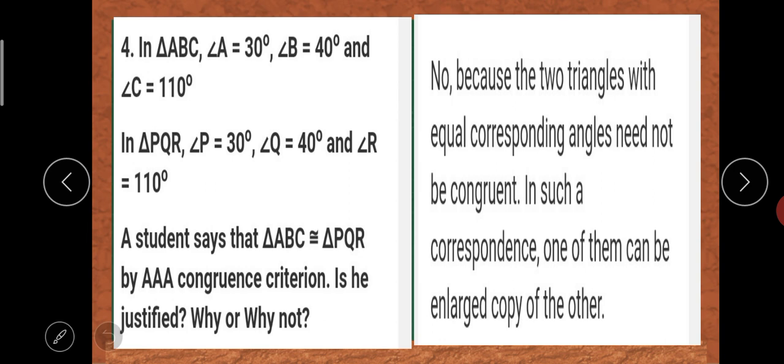Now when we see the property of a triangle, the sum of angles is equal to 180. So here 40 plus 30 plus 110 is equal to 180. So here these two triangles have the same angles. So we can say that two triangles with equal corresponding angles need not be congruent. Here we need not say that they are congruent. In such a case, one of them can be a large copy of the other. Okay, so here we completed question number 4.